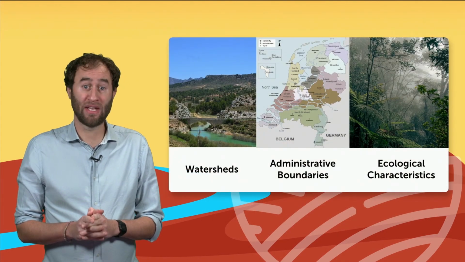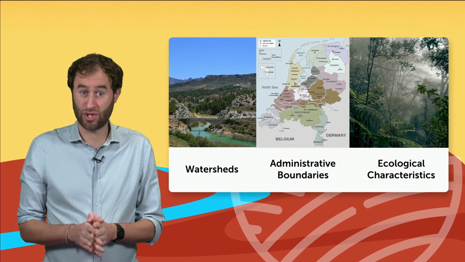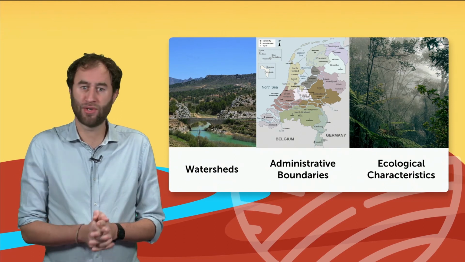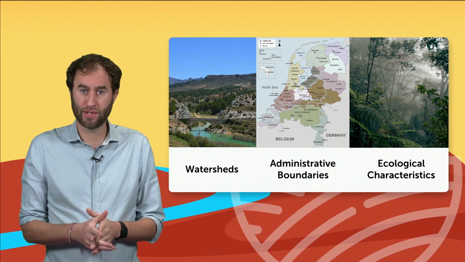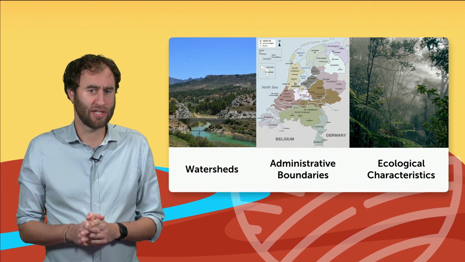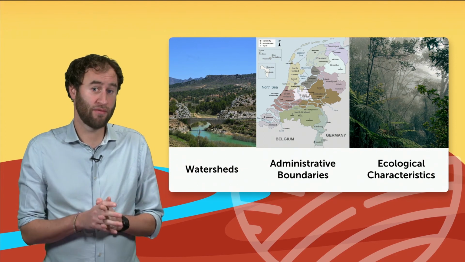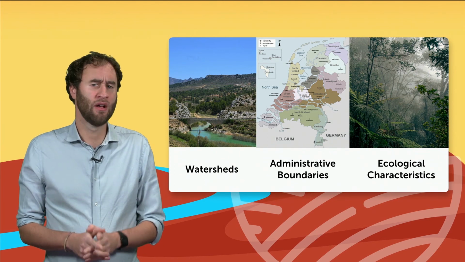Boundaries may be set based on geographical regions, such as watersheds, administrative boundaries, such as regional or national borders, or based on key similarities of the landscape, such as rainforest or wetland. The important tip here is to try to make your boundaries as specific as possible.